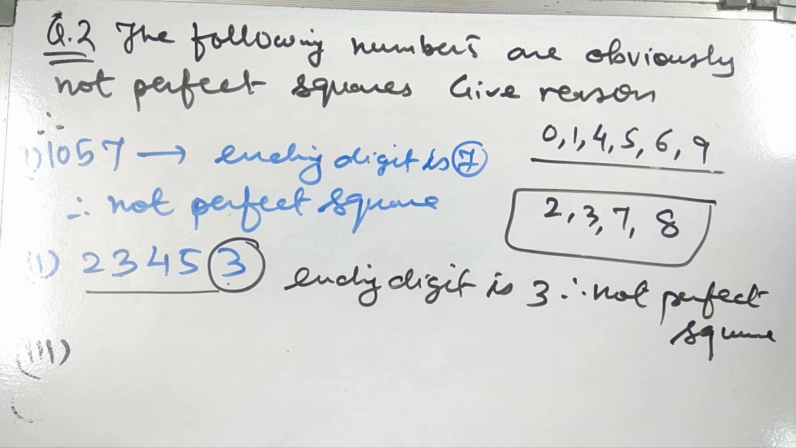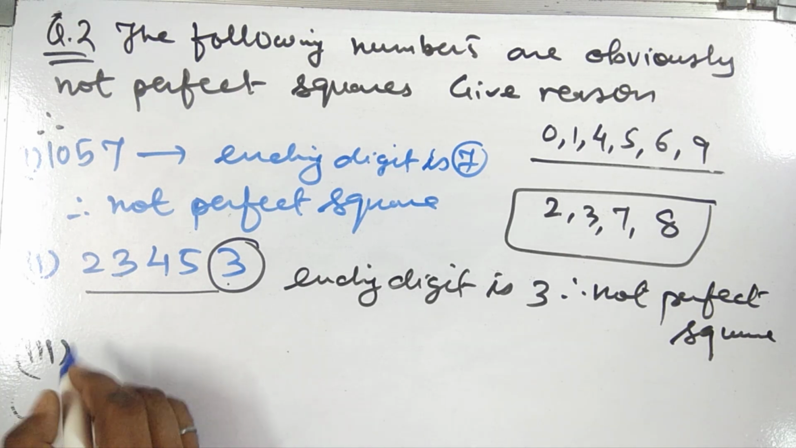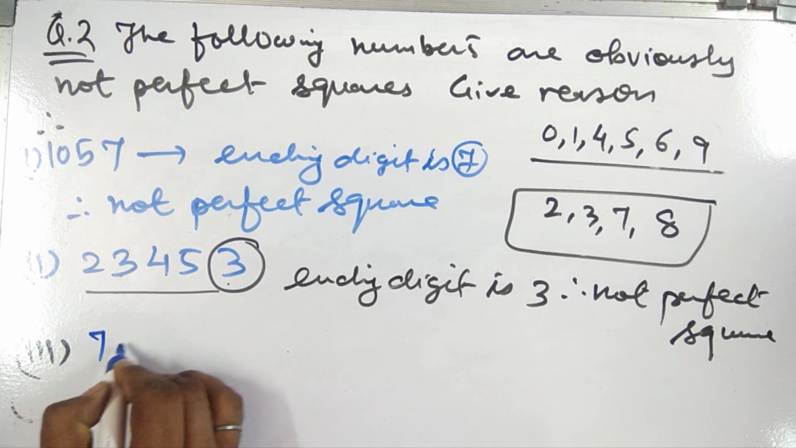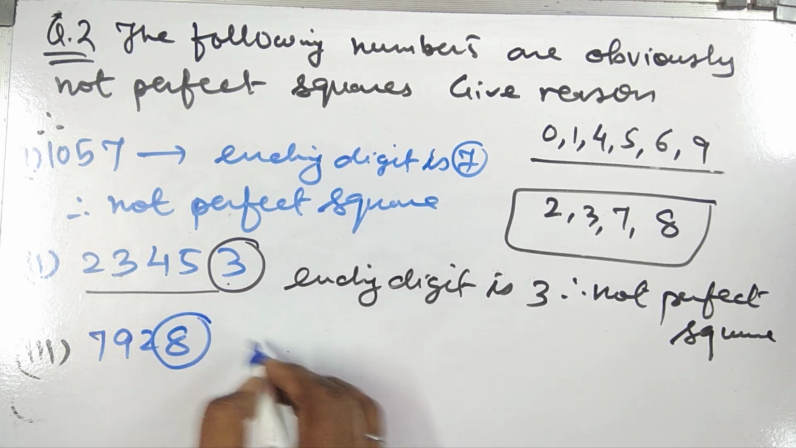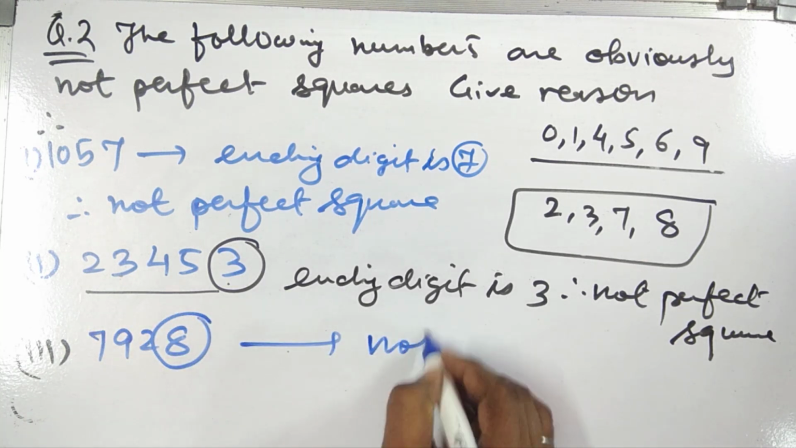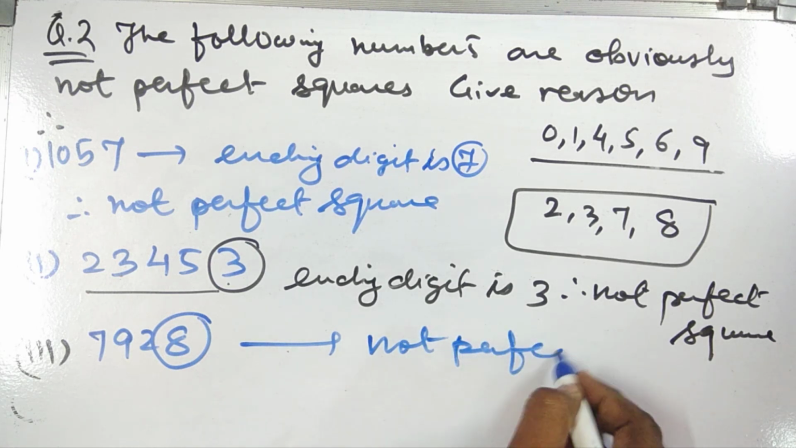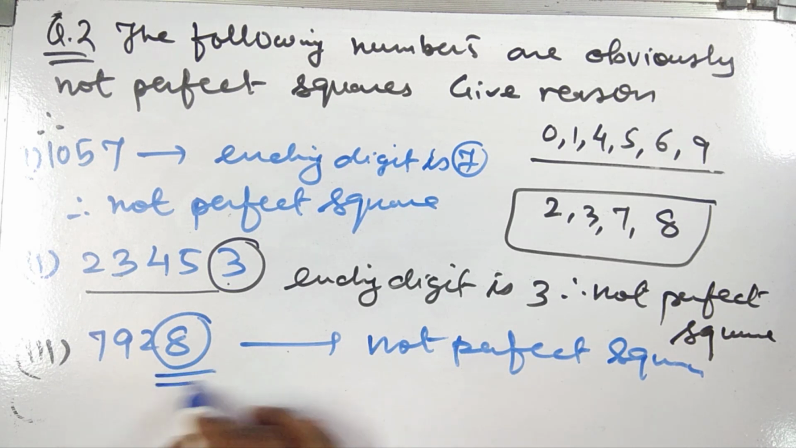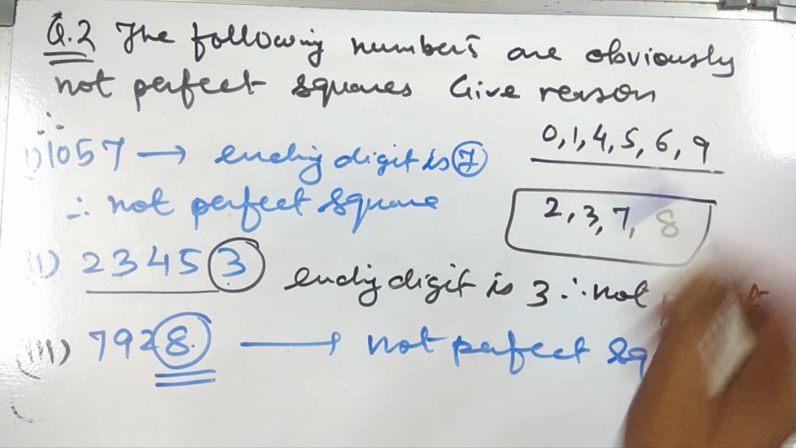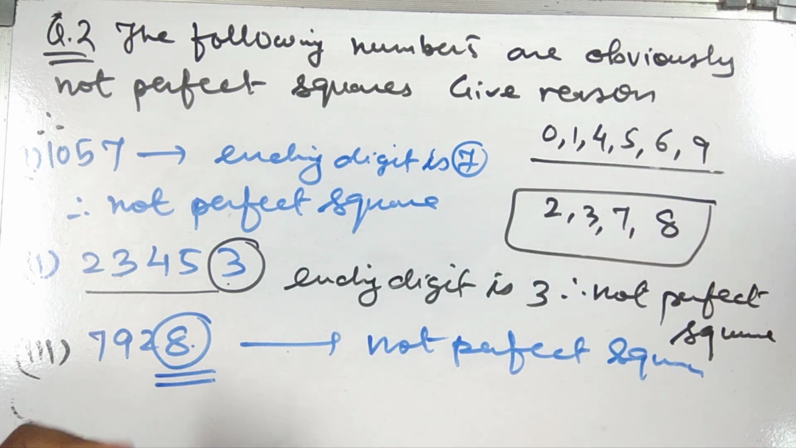Then third one, 7, 9, 2, 8. Ending digit is 8. So not a perfect square. Why? Because ending digit is 8, or ending digit does not belong to 0, 1, 4, 5, 6 and 9. Next student, fourth one.